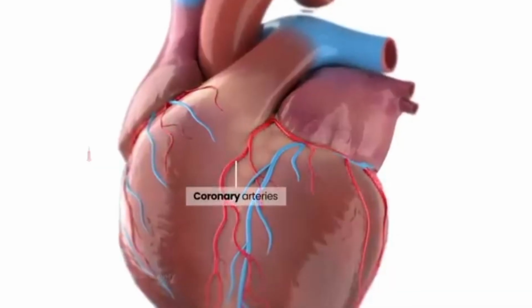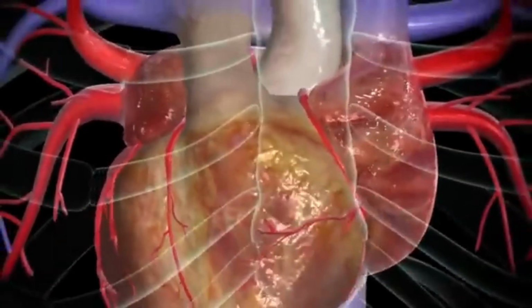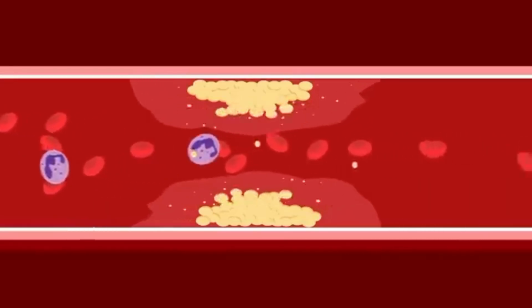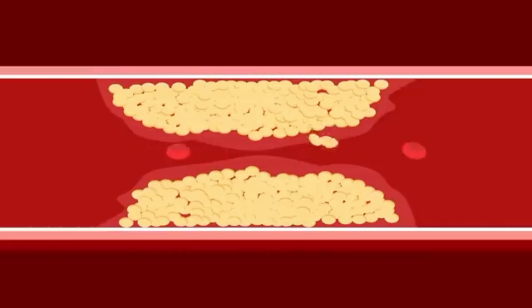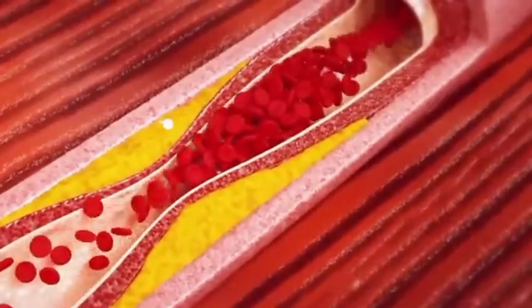Sometimes, these coronary arteries become narrowed or blocked due to the buildup of fatty deposits and cholesterol plaques. As a result, blood flow to part of the heart muscle is reduced or completely blocked. If blood supply is not restored quickly, that part of the heart muscle can become permanently damaged.